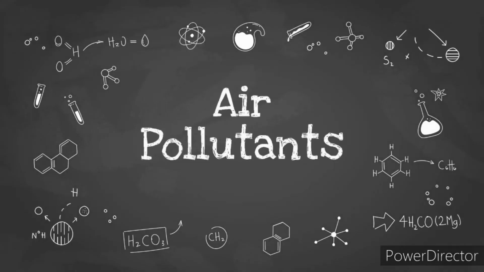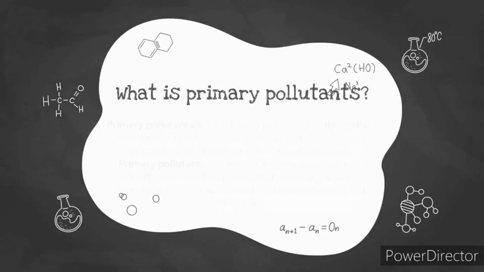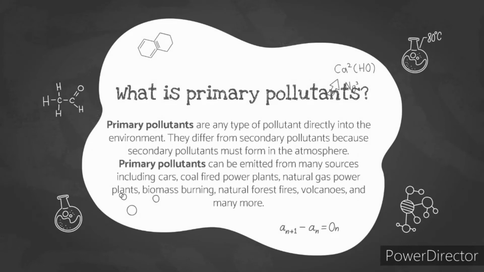Good day, everyone. I'm Aaron Pabro from Group 2, reporting on air pollutants. Today we are talking about primary pollutants. What are primary pollutants? Primary pollutants are any type of pollutant emitted directly into the environment. They differ from secondary pollutants because secondary pollutants must form in the atmosphere.